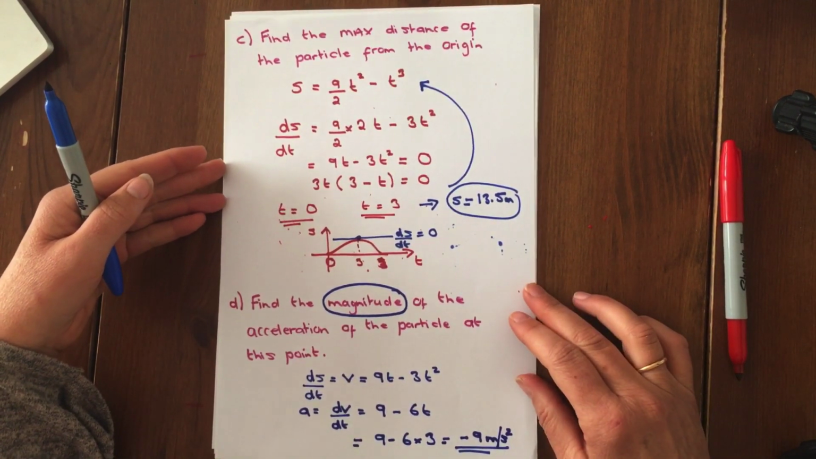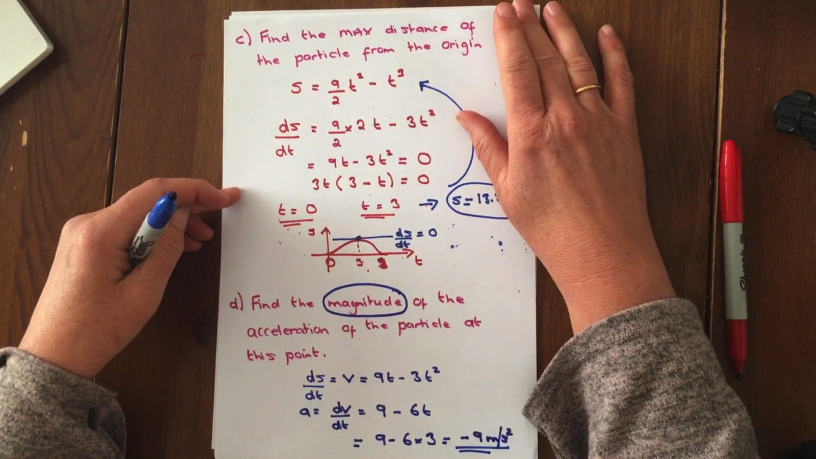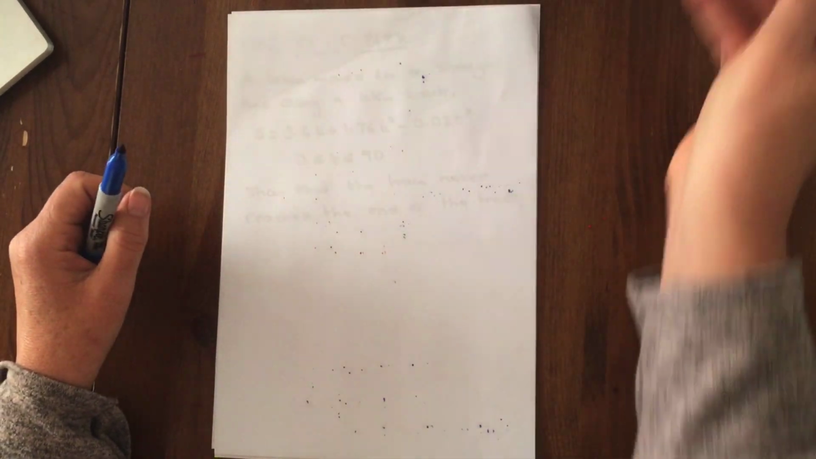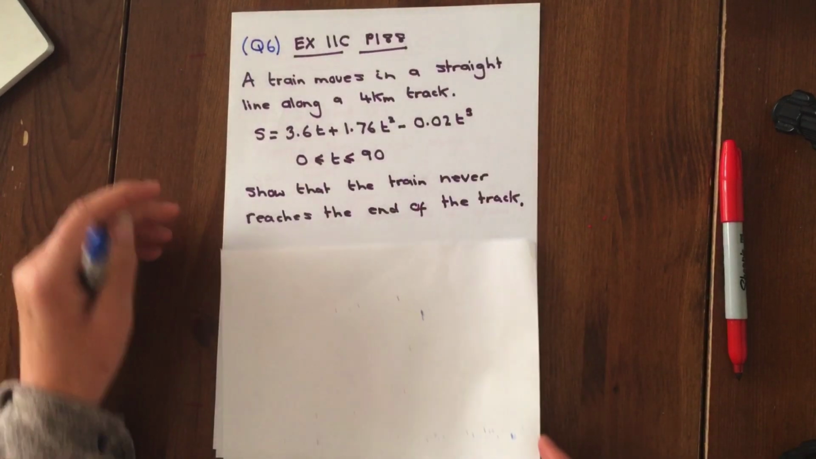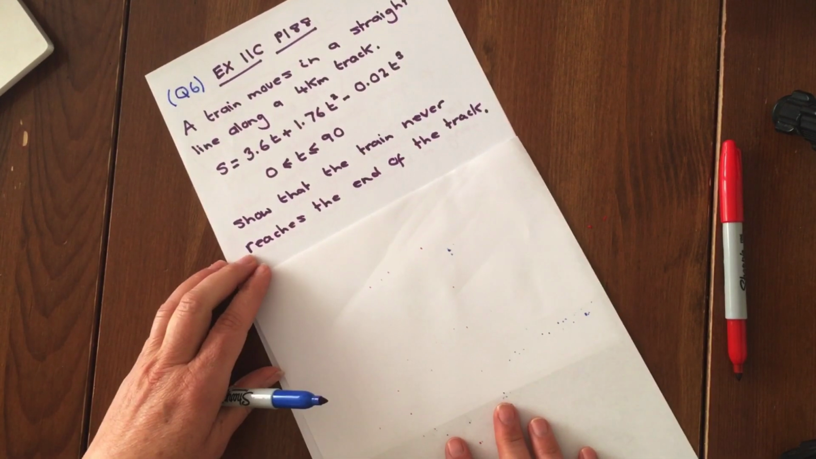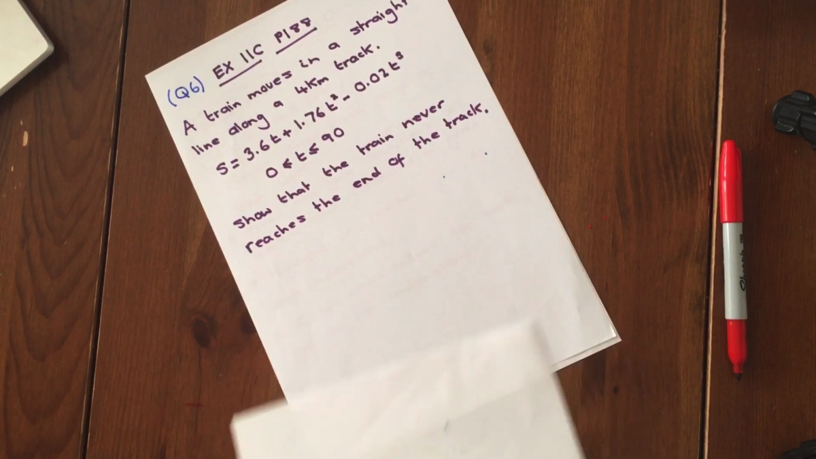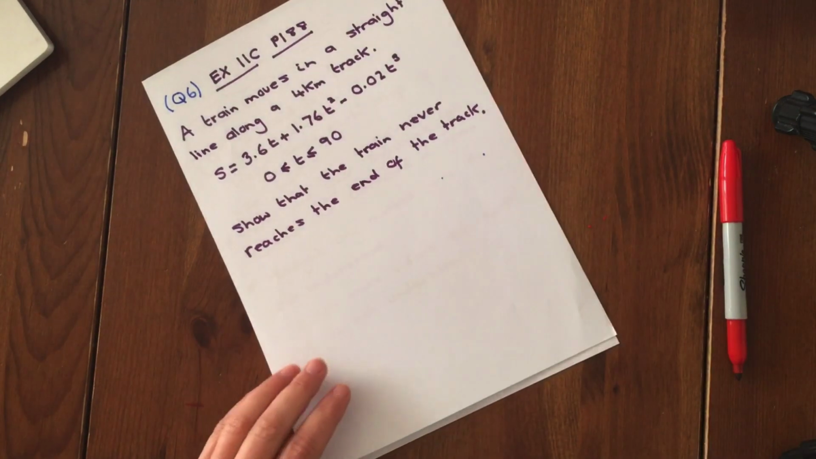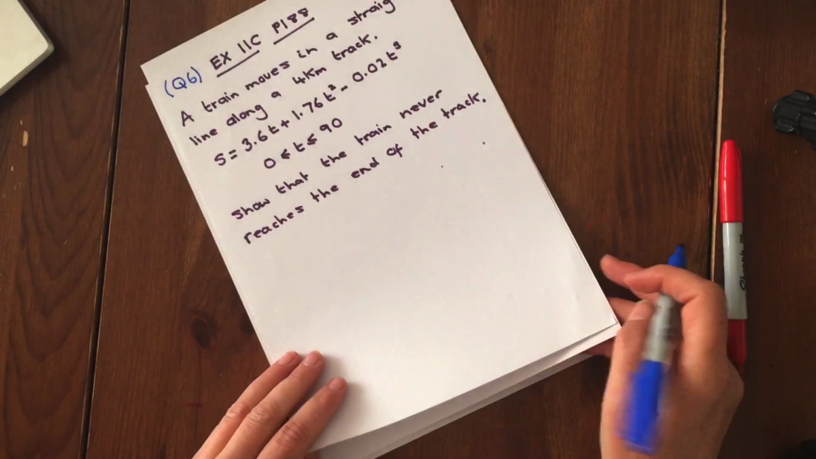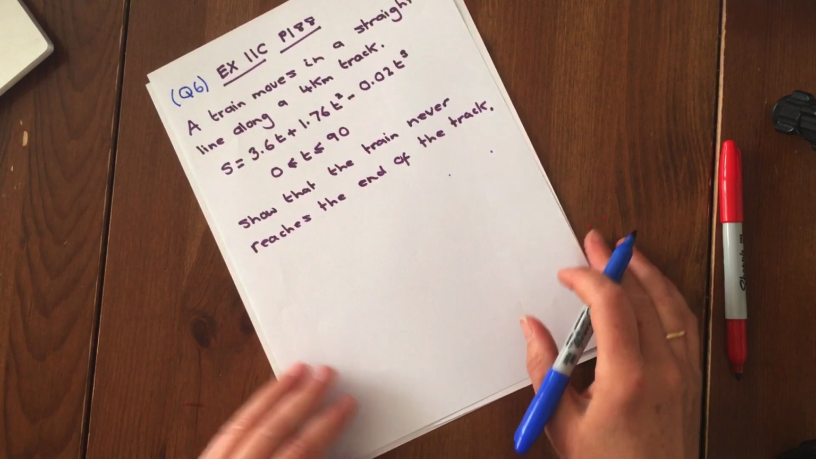And I'm going to now have a look at the next question, the last question in this exercise. So the last question in this exercise is question 6. So I want you to pause the video, have a go at this yourself, and then I'll go through the solution with you. Okay, well done Year 12. I'm sure you've had a really good go at that. It is the last question. So let's just check your method.